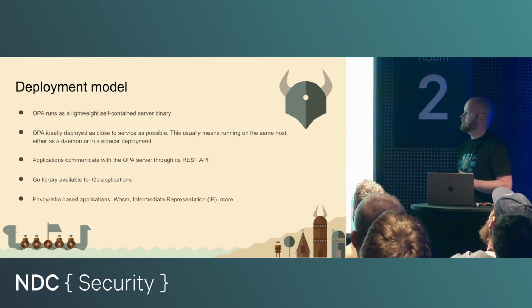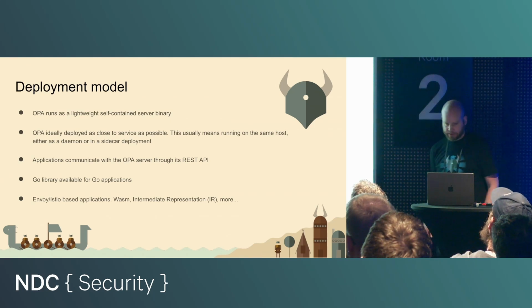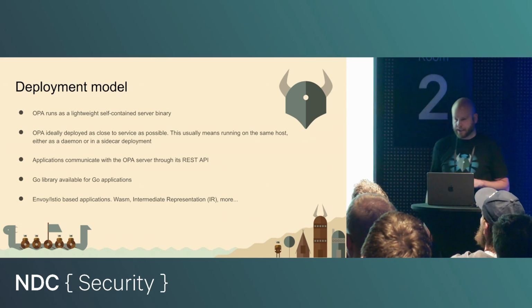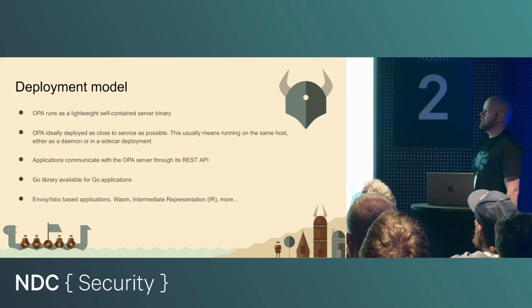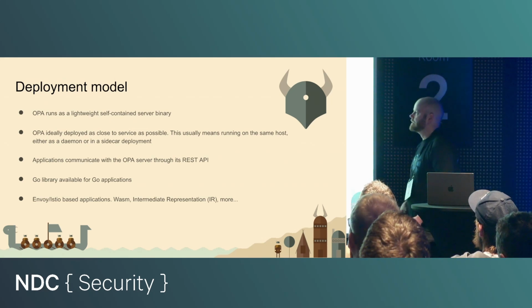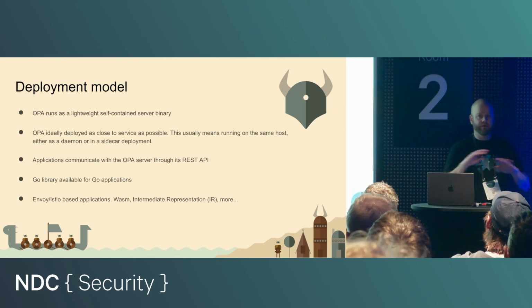So as for running OPA itself, it's a self-contained, lightweight binary. I think it's like 50 megabytes or so, fairly lightweight. Ideally, again, we're talking about a distributed system here. So it's not like you have one big OPA server running somewhere. You will have hundreds of OPAs.